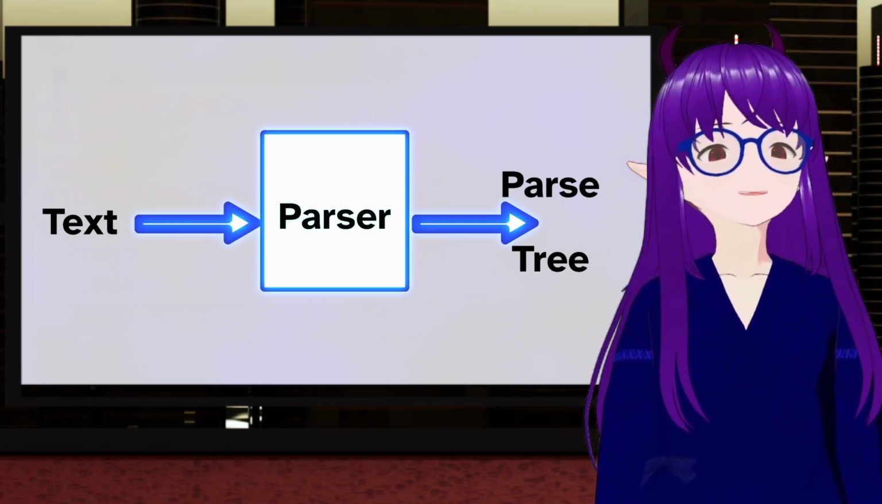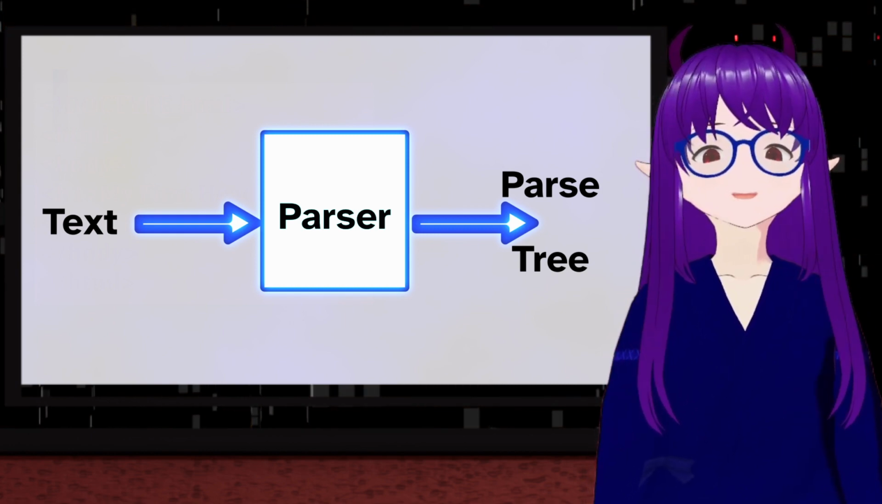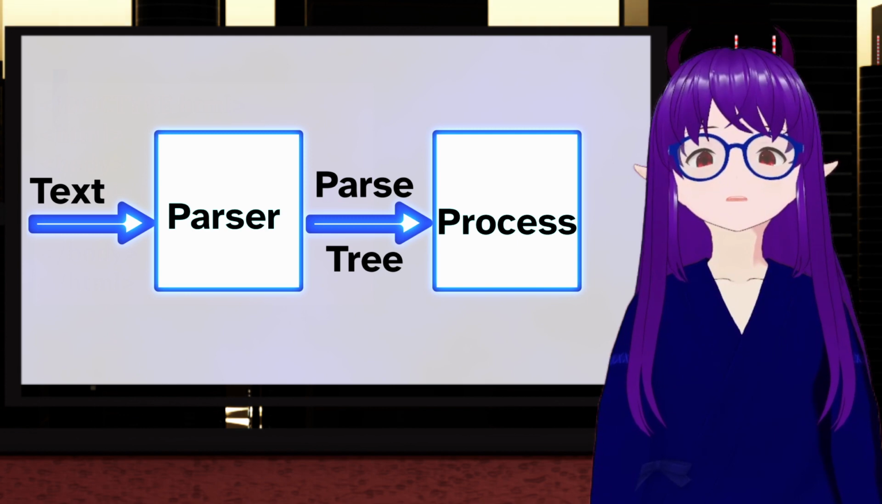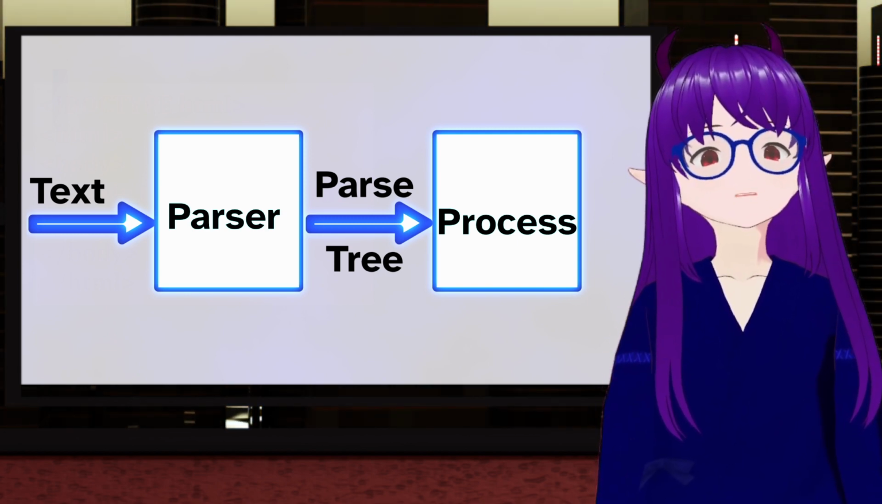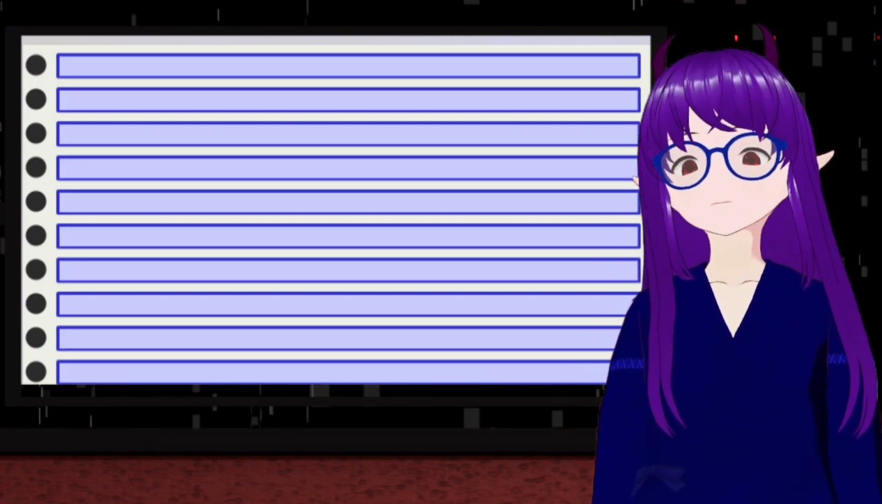A parser takes in raw human-readable text and generates from that a parse tree. This structured tree can then be further processed by a computer program into whatever format is most useful for the role. Let's make up a simple language for our example.